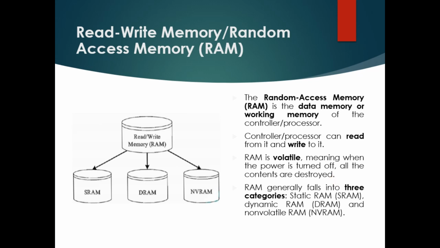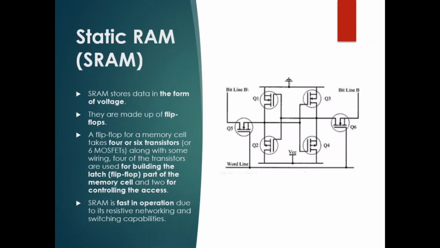The first category to be discussed is static RAM. Static RAM stores the information in the form of voltage. For example, if I have a voltage of 4.2 volt or 4.3 volt, I say that I have a logic high. If the voltage is 0 or near 0, like 0.3 volt or 0.7 volt, I say that I have information stored which is equivalent to logic 0.